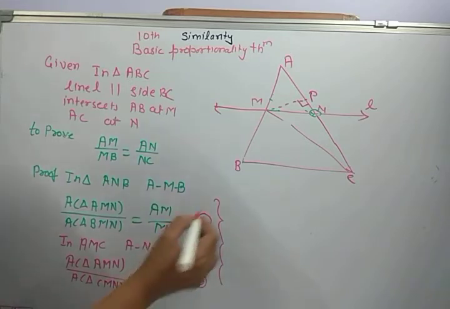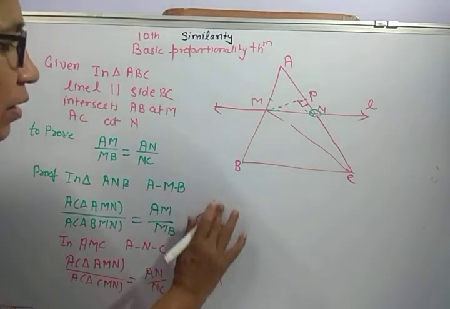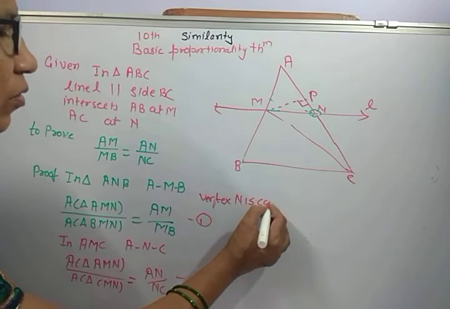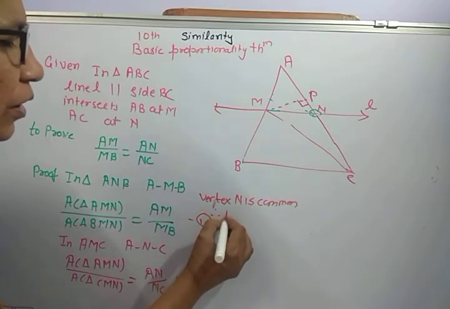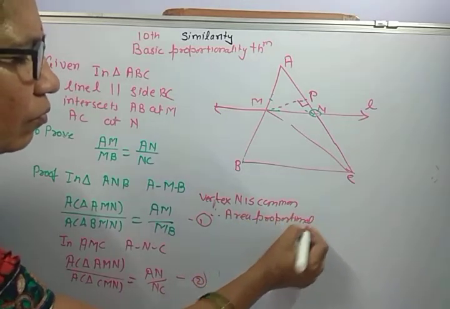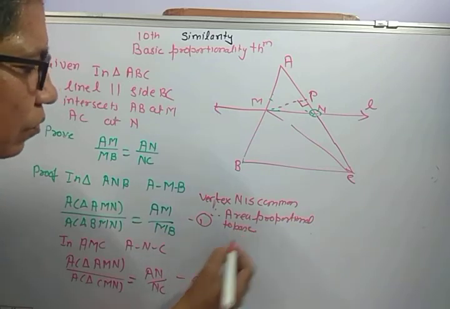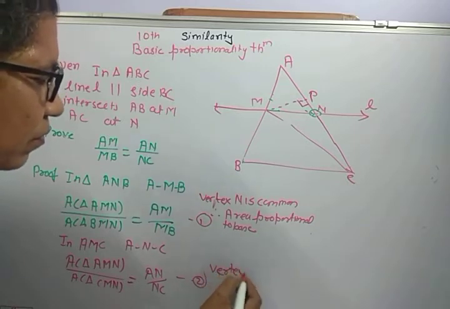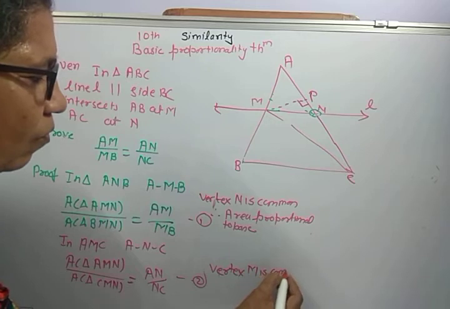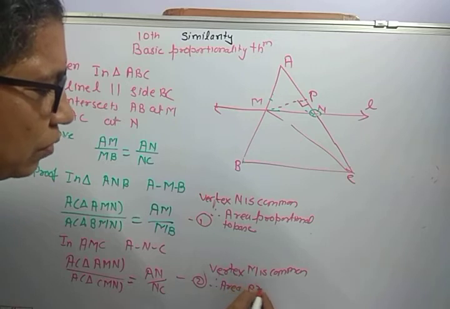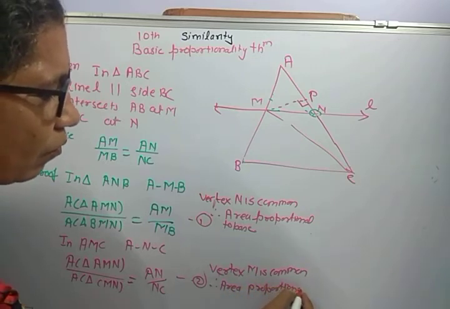What is the reason? Here which vertex is common? Vertex N is common. Therefore area is proportional to base. Here also, vertex M is common. Therefore area is proportional to base.